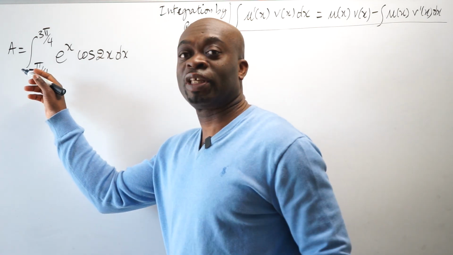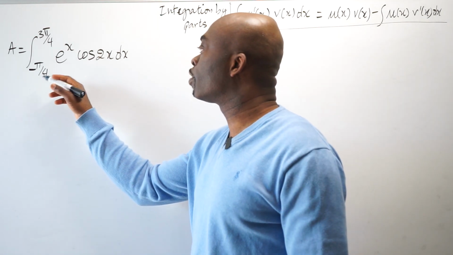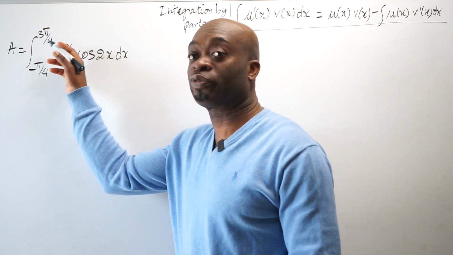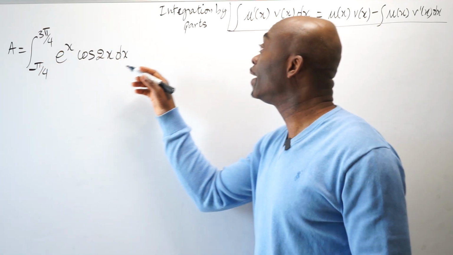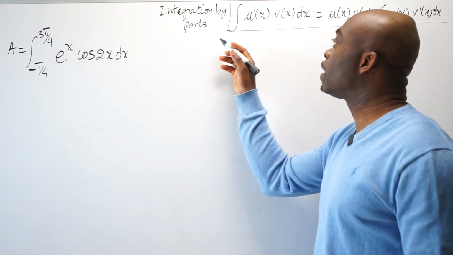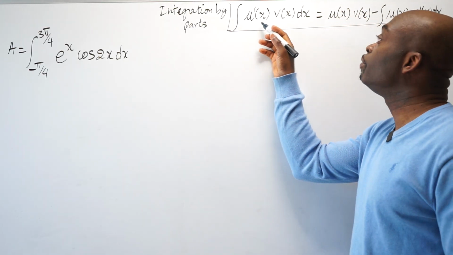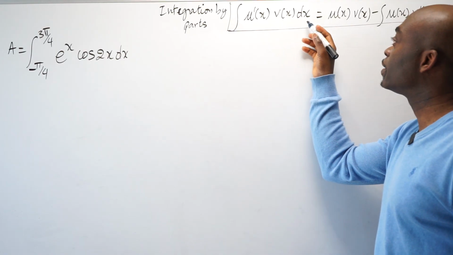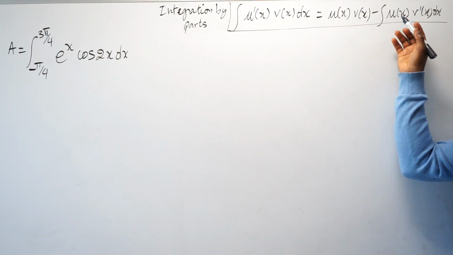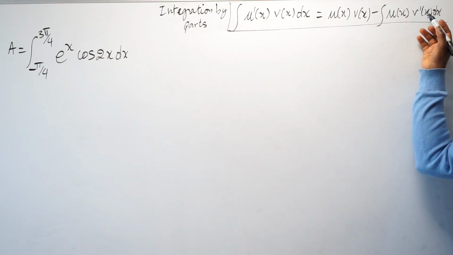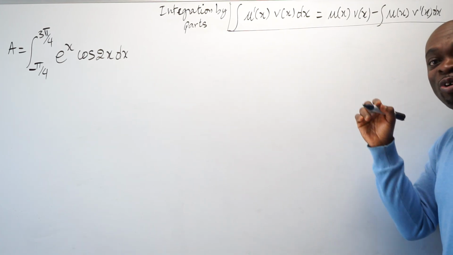So we have to solve this problem here. A equals the integral from negative pi over 4 to 3 pi over 4 of exponential x cosine 2x dx. We're going to use integration by parts here. So the integral of u prime of x times v of x dx equals u of x times v of x minus the integral of u of x times v prime of x dx. All right, so let's go right at it.